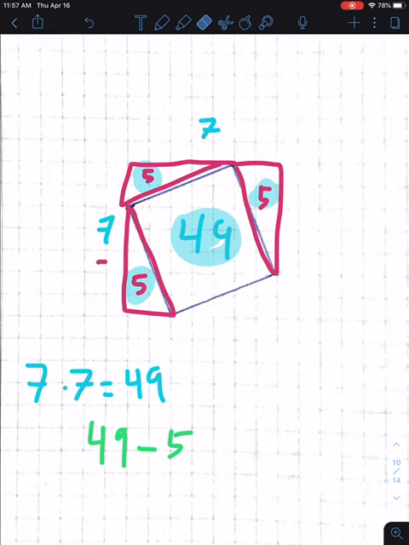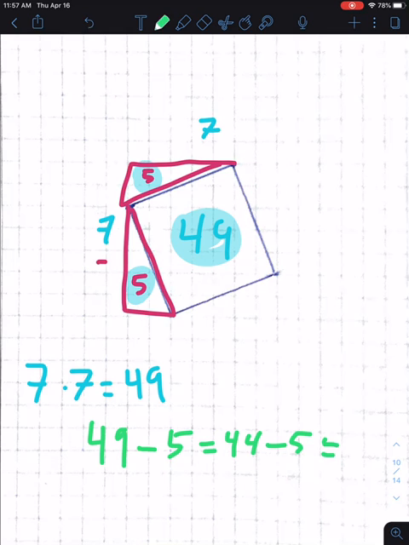Okay, so we've got rid of one triangle. 49 minus 5, that's 44. Let's minus 5 again. Get rid of another triangle. Minus 5 again equals 39.